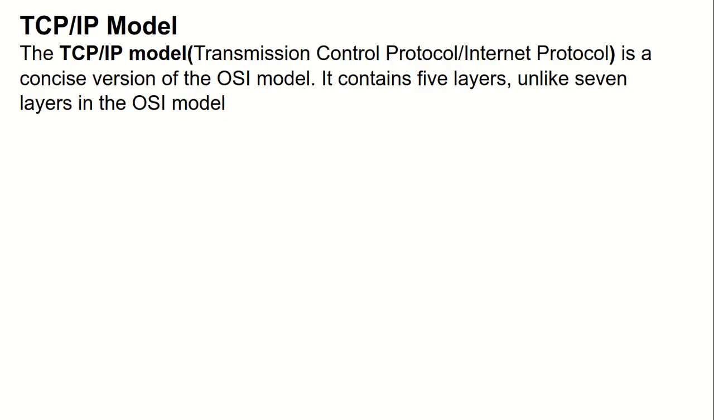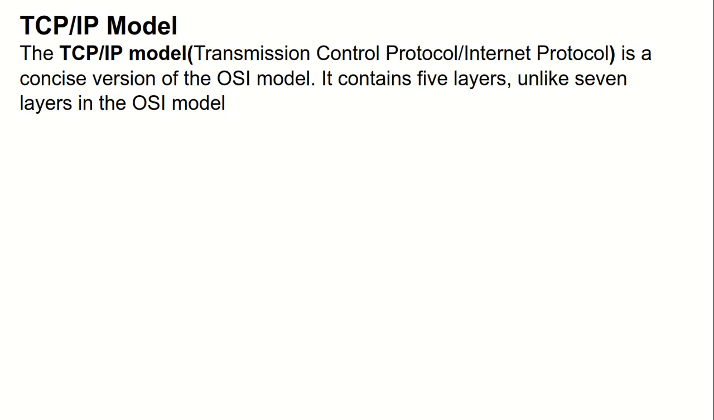In this video I am going to show you the TCP/IP model. In the previous video I taught you what the OSI model is, and now I will show you what the TCP/IP model is. TCP/IP is Transmission Control Protocol / Internet Protocol. It's a concise, shorter version of the OSI model. Basically it contains only 5 layers, unlike the 7 layers in the OSI model.